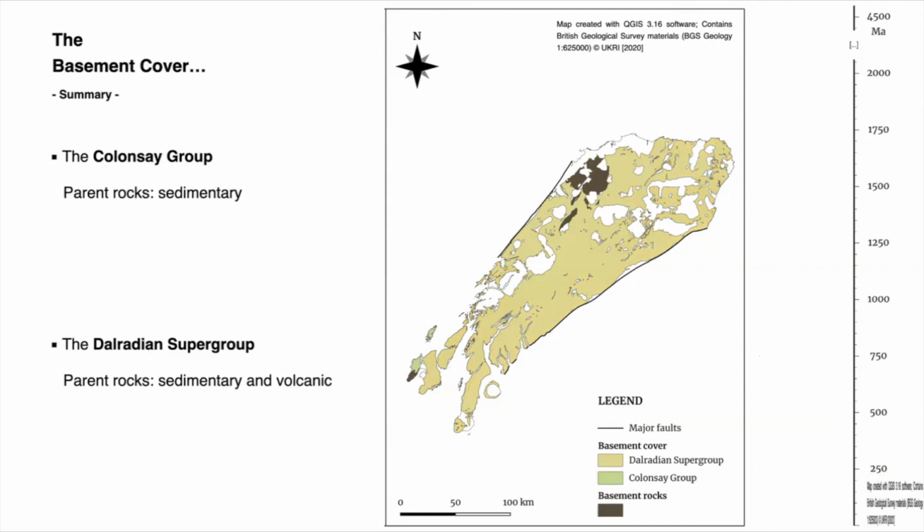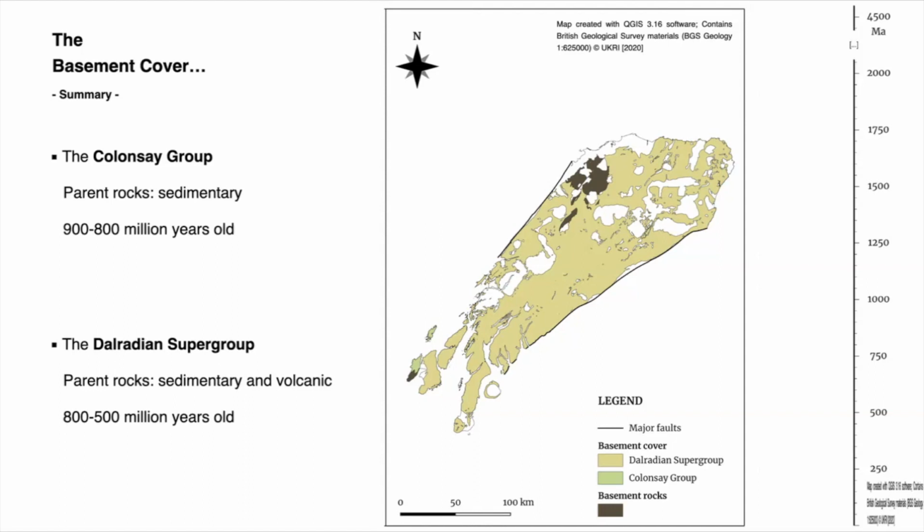We've seen that the basement cover of the mainland and the inner Hebrides is made of metamorphic rocks. The Colonsay group covers the local basement rocks in some of the inner Hebrides. The Dalradian supergroup occupies most of the mainland. Both were deposited as sediments starting from about 900 to 800 million years ago and can be broadly correlated.